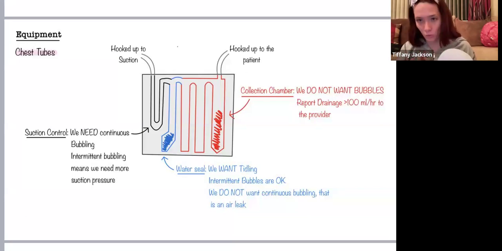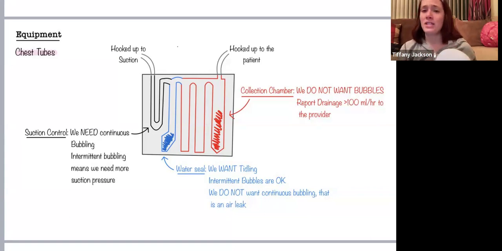Up next, we have the water seal. We want tidaling, think like on a lake. We want tidaling in the water seal. Intermittent bubbles are okay, but we don't want it to be like a jacuzzi. We don't want continuous bubbling. If we've got all that bubbling, there's got to be an air leak, because that is so much air that's causing all that bubbling.